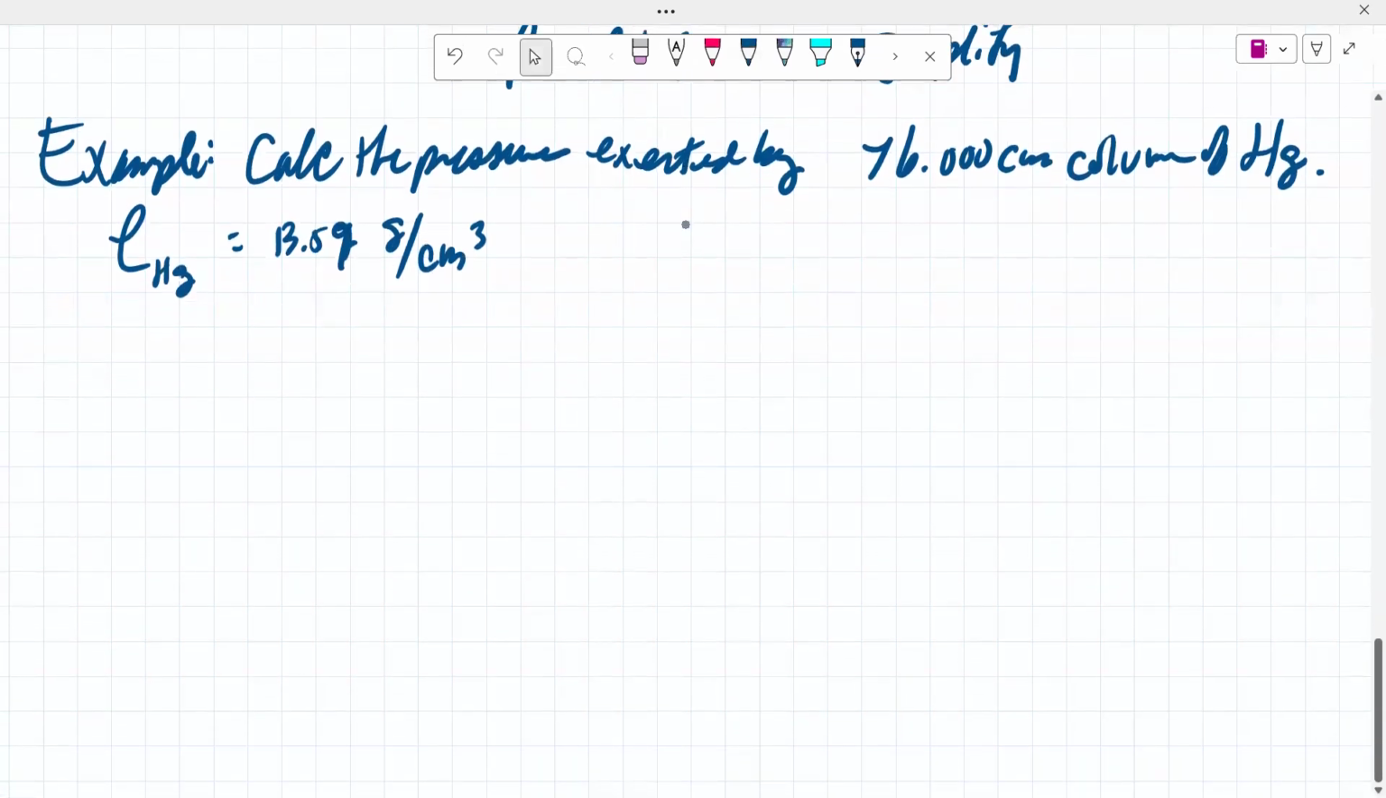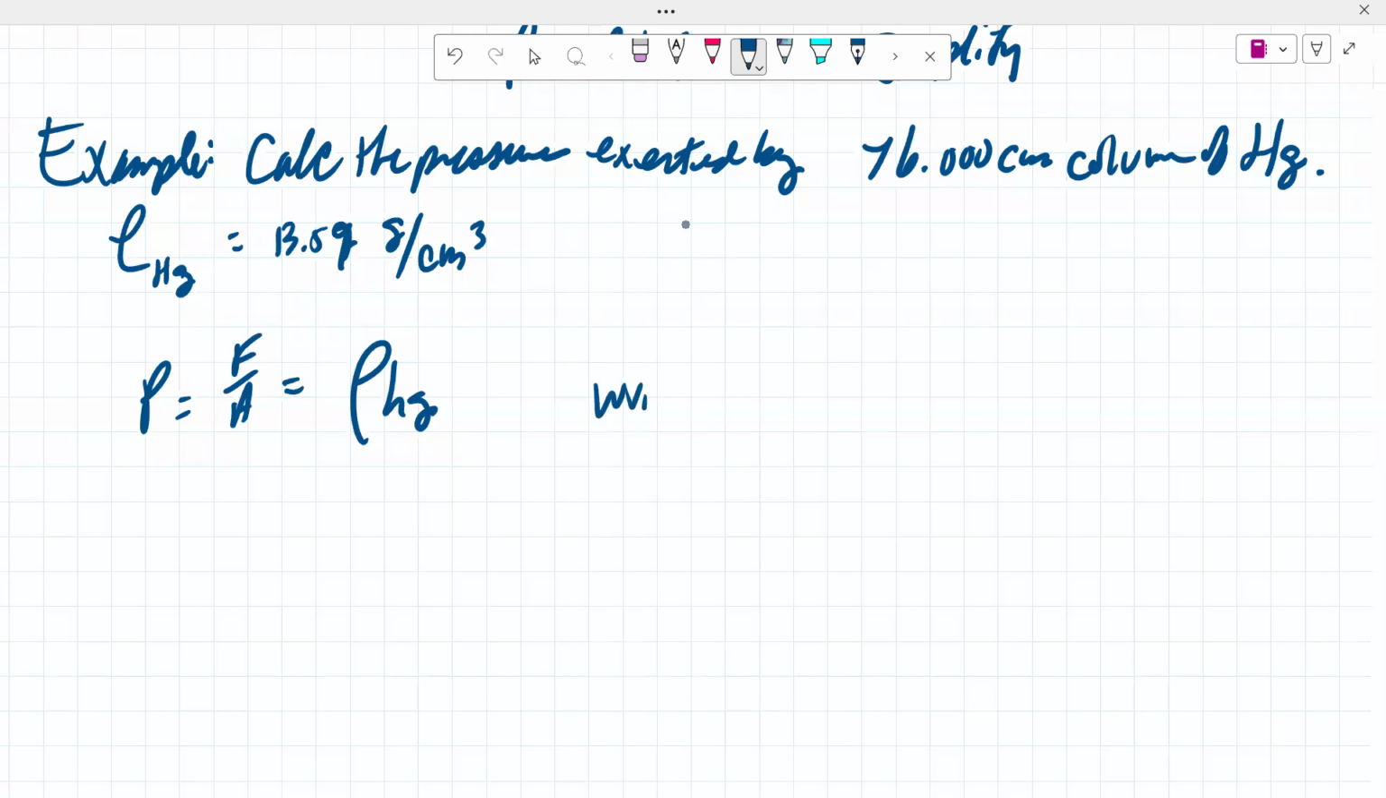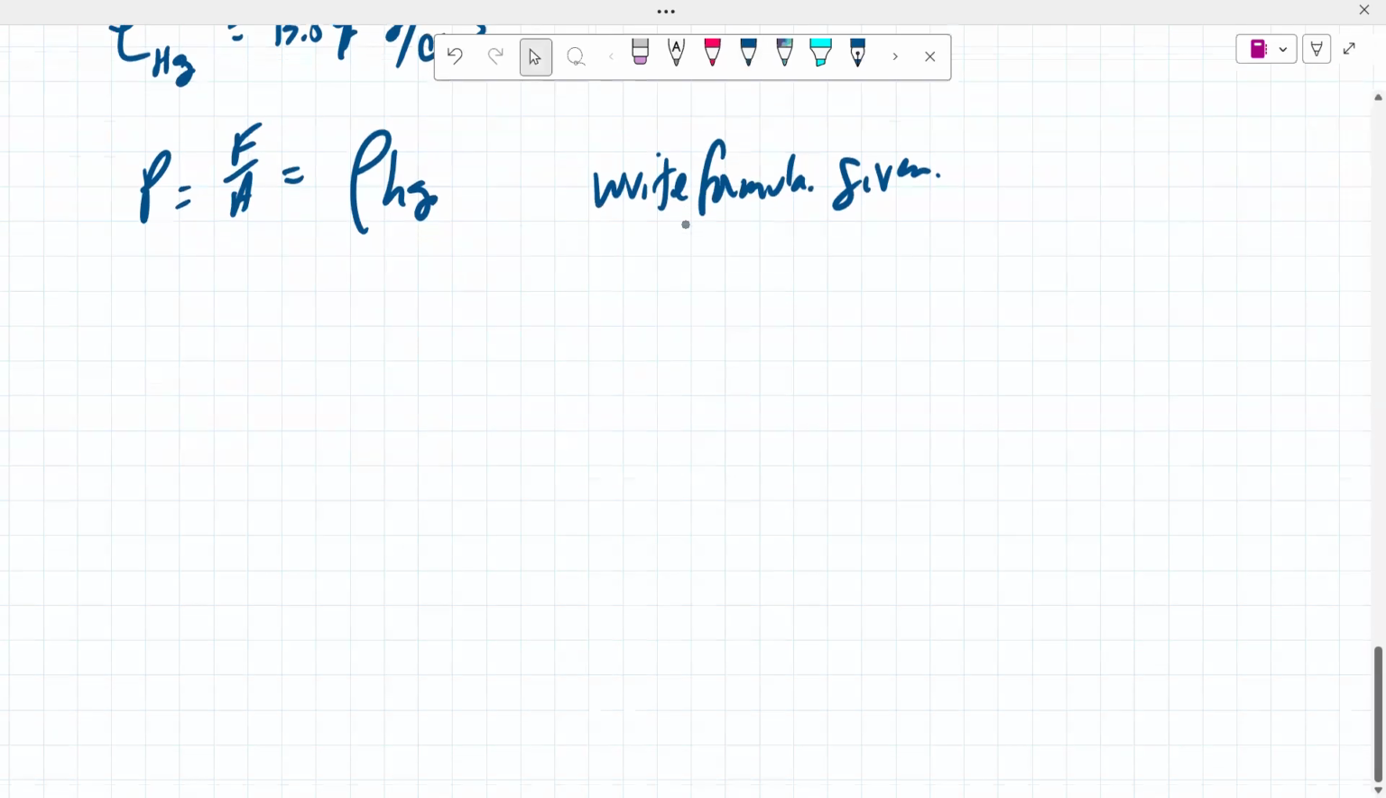Okay, so how do we solve this thing? First, we're going to write the formula. P equals F over A equals rho Hg. Write the formula. Given. All right, what's next? Sub in your data.